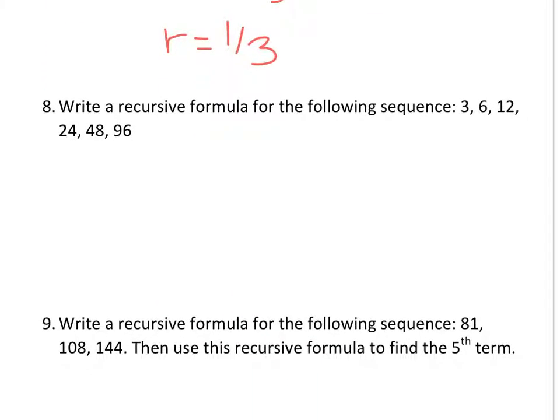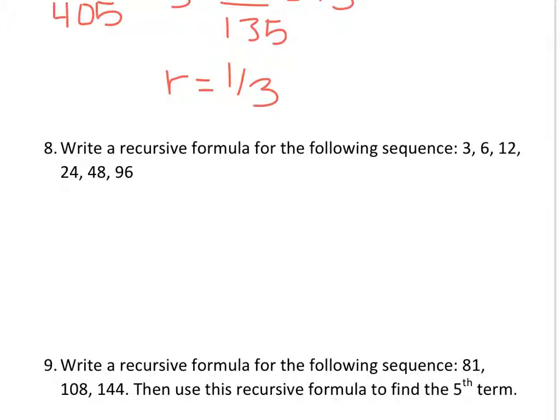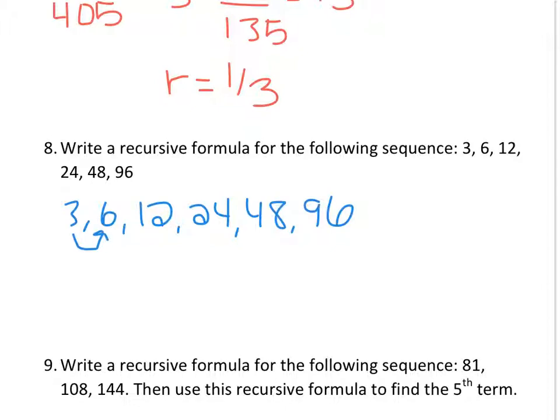Write a recursive formula for the following sequence: 3, 6, 12, 24, 48, and 96. So we have 3, 6, 12, 24, 48, and 96. So how can we go from 3 to 6? We can multiply by 2, right? So times 2. How can we go from 6 to 12? Times 2. 12 to 24. Oops, not plus 2. Times 2. It'll be the same for all of them.